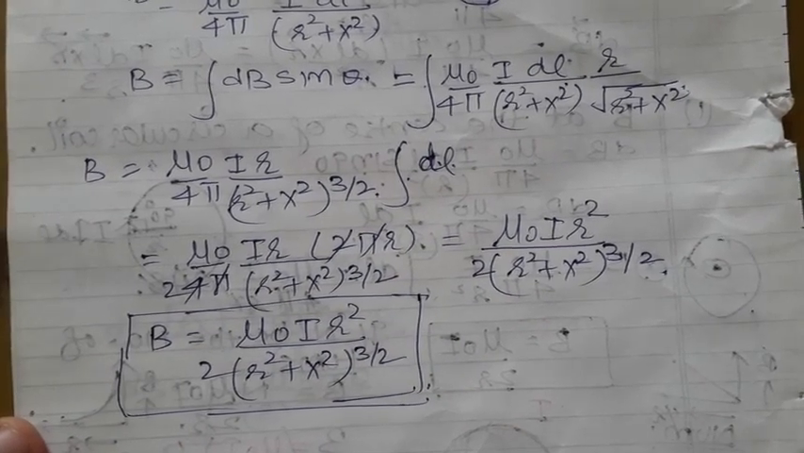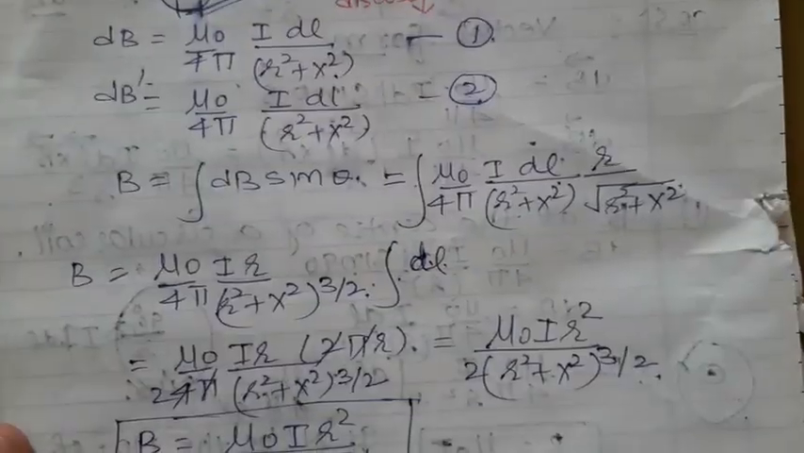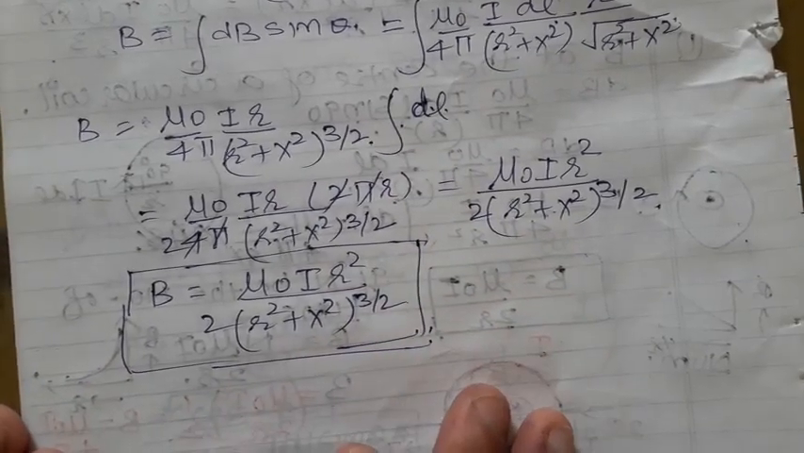So I will tell you what type of numerical comes, but whenever you have to find the field at any point on its axis, you will use this formula. Okay, good. Let us move further.